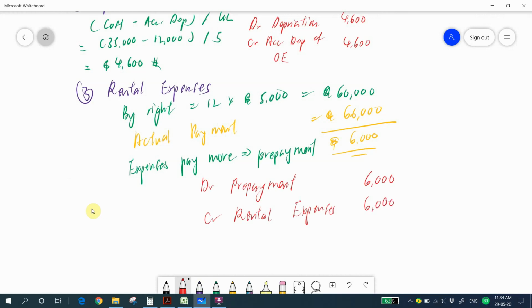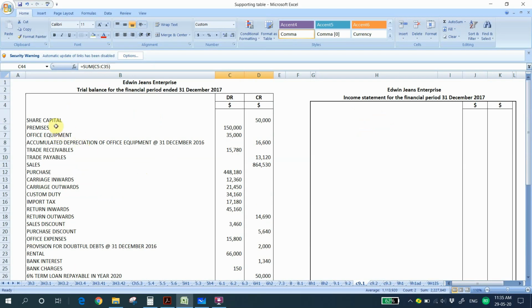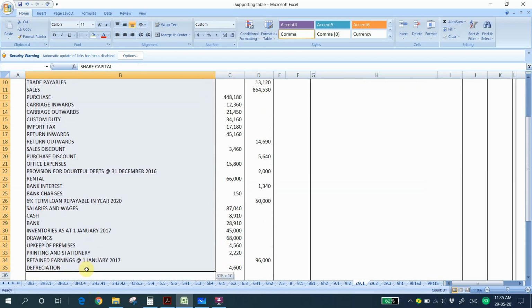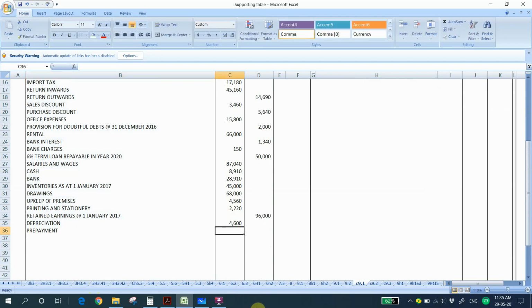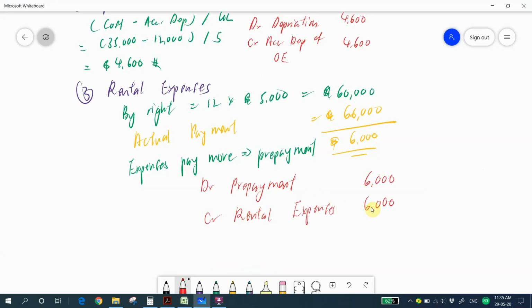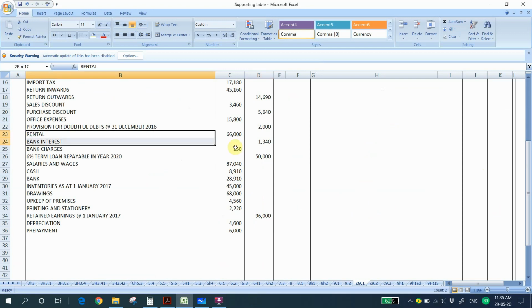So next we have to reflect this entry in our trial balance. So let's have a scan. In our trial balance, do we have any prepayment here? No, right? We don't have prepayment. So here we add prepayment, 6,000 on the debit. Next, we have to credit rental expenses 6,000, right? So we find the rental expenses here.